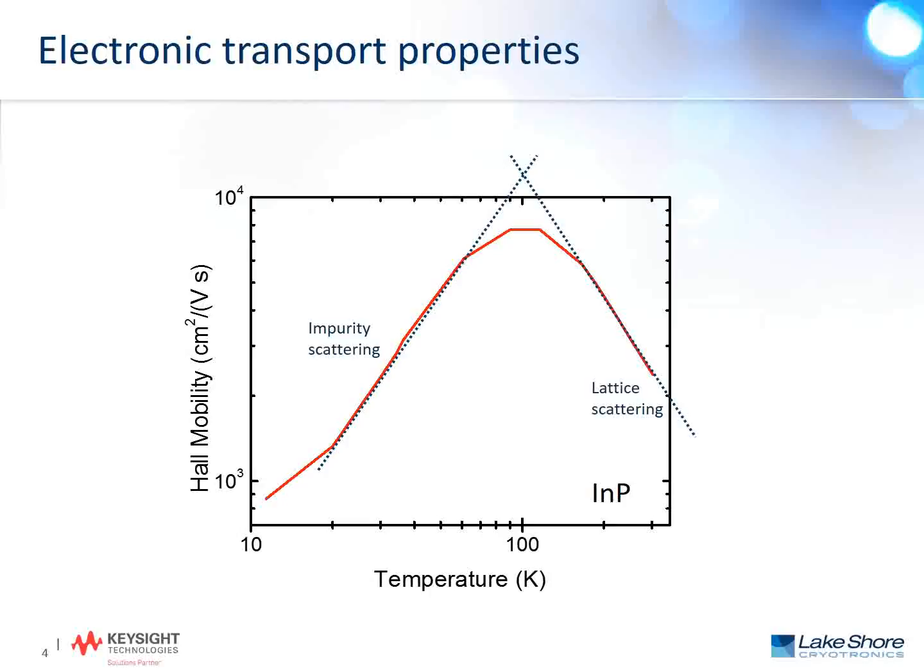The way we want to understand this is that at high temperatures, the carrier transport is dominated by lattice scattering, whereas at low temperatures, the carrier transport in this material is dominated by impurity scattering.